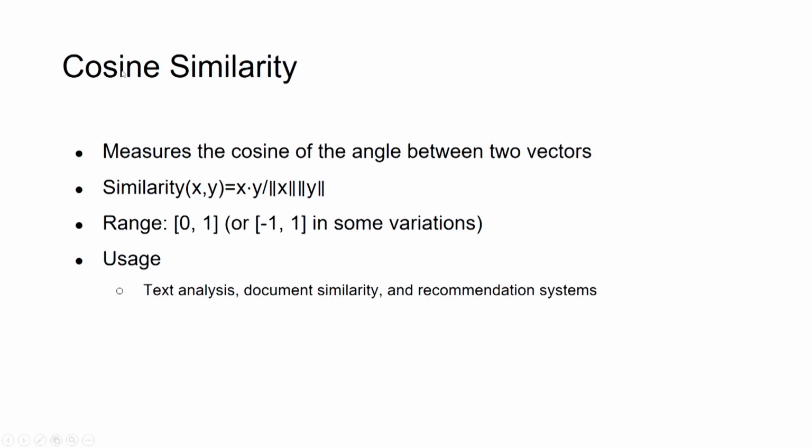The next similarity measure is cosine similarity. In cosine similarity, it measures the cosine of the angle between two vectors. Here we know vectors are nothing but different instances in the data set. One vector corresponds to the first instance and another vector corresponds to the second instance, and we denote them as x and y.